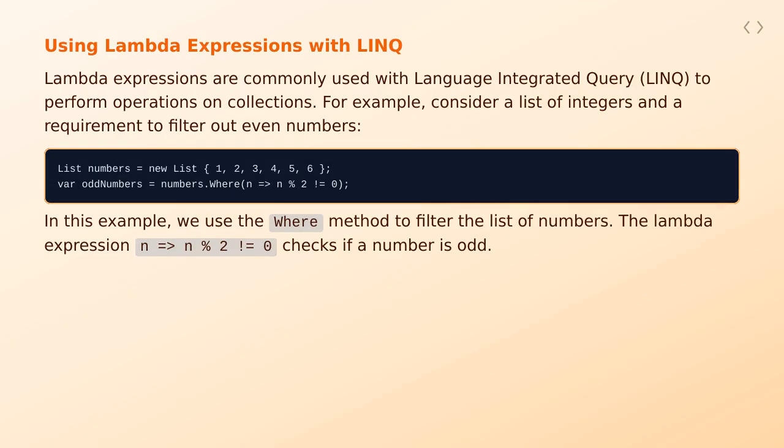Let's move on to using lambda expressions with LINQ. Lambda expressions are commonly used with language integrated query, LINQ, to perform operations on collections. For example, consider a list of integers and a requirement to filter out even numbers. See the example on this slide. Pause if you want to study the details. In this example, we use the where method to filter the list of numbers. The lambda expression n => n % 2 != 0 checks if a number is odd.